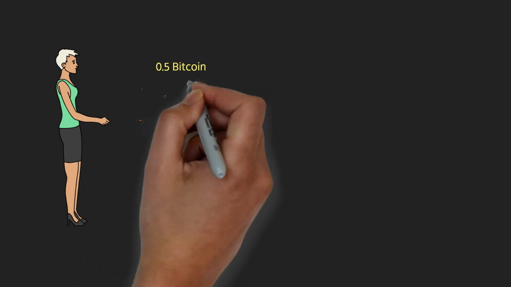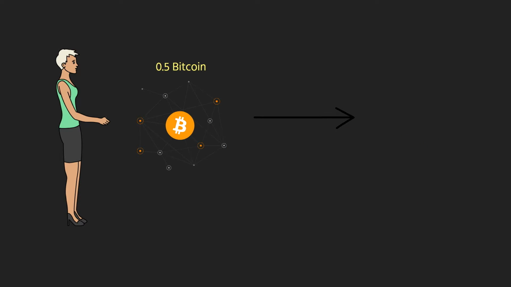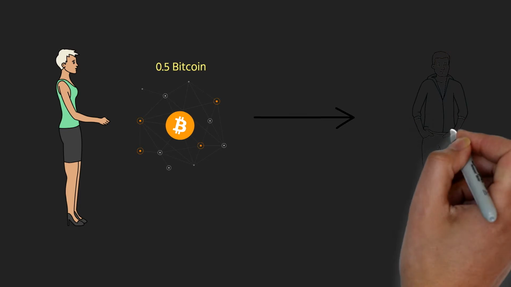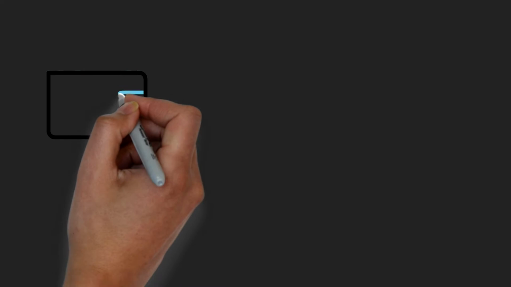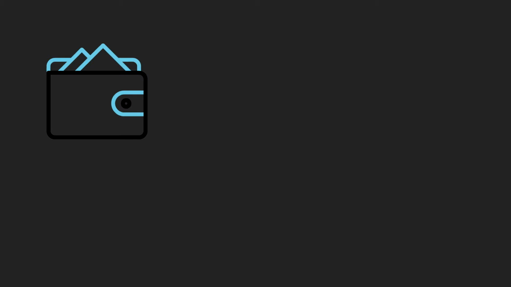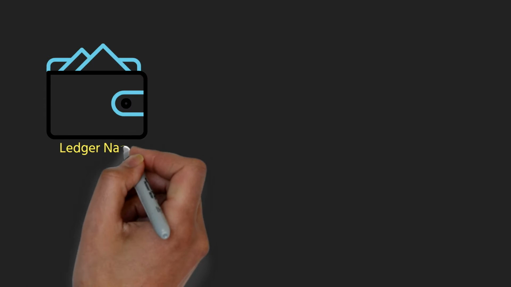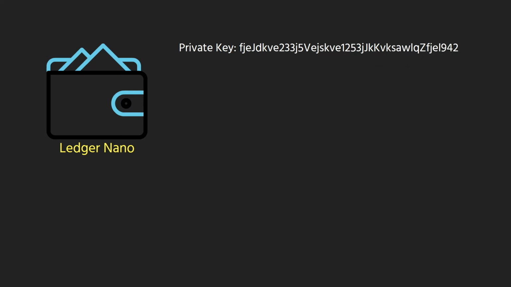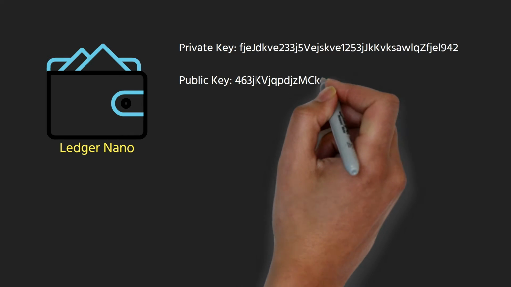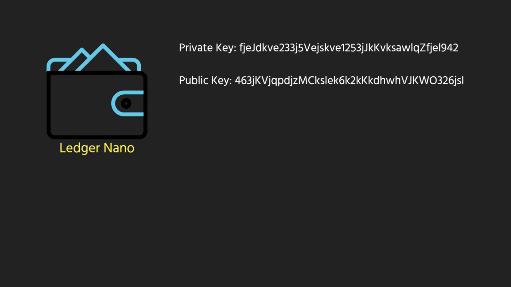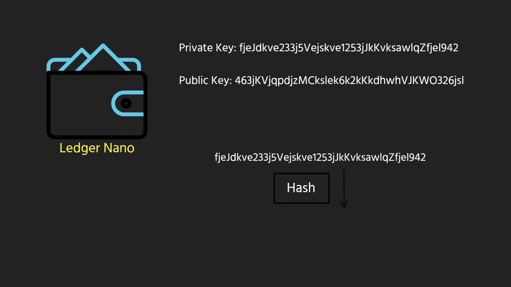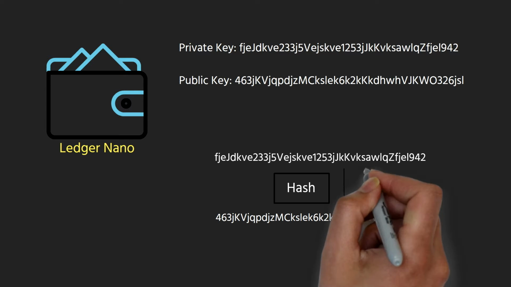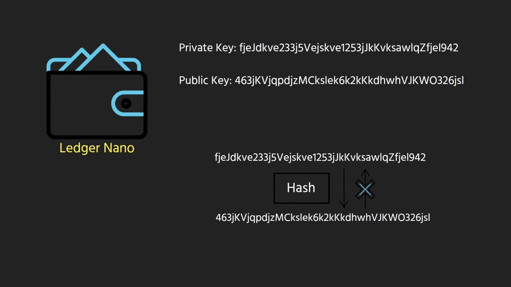We have Jenny here again, trying to send 0.5 Bitcoin to John. Jenny will use a computer program known as a wallet. There are now several different wallets available, but she decides to use one of the more common ones known as the Ledger Nano. Using the wallet, she creates a private key that only Jenny knows, which is associated with a public key. The private key can be run through a hash function, and she can obtain her public key. You can always convert your private key to a public key, but you can never go the other way around.